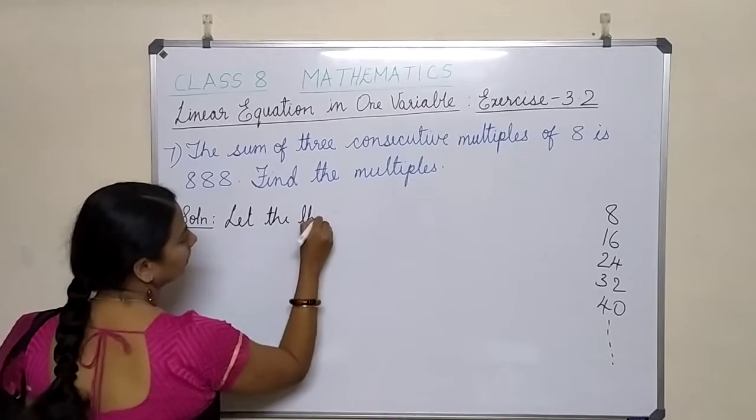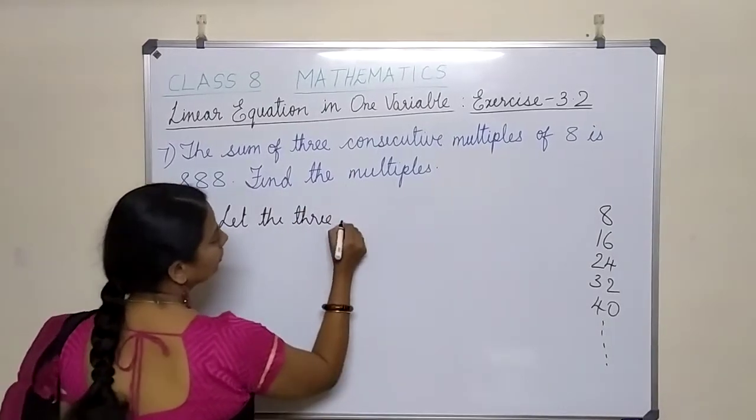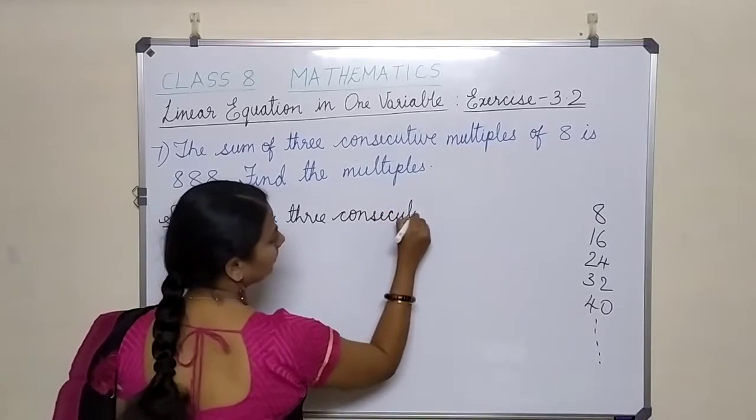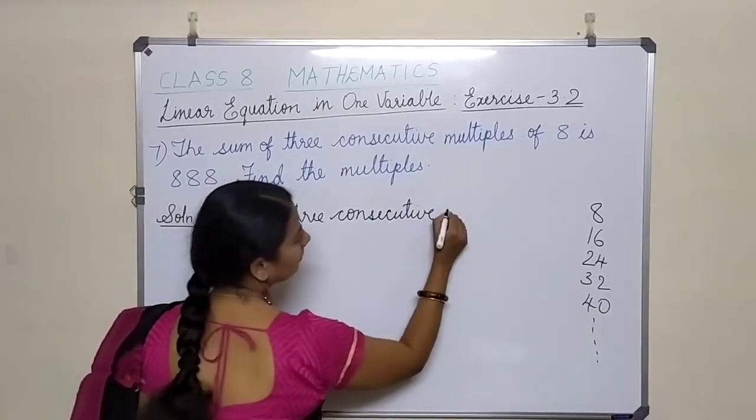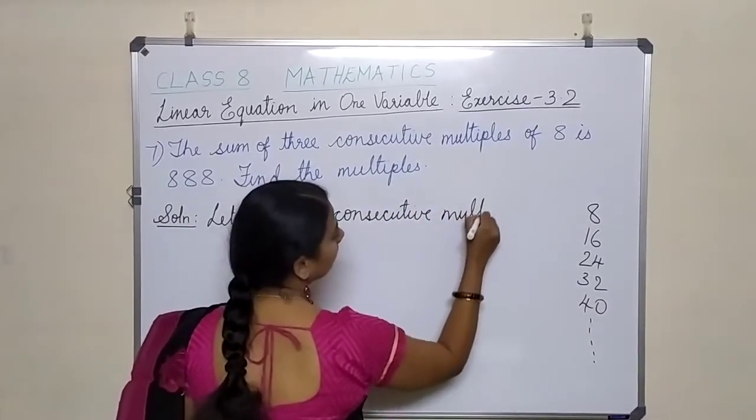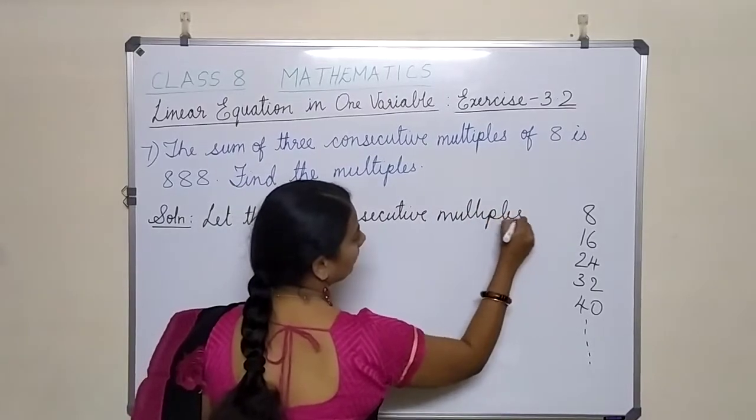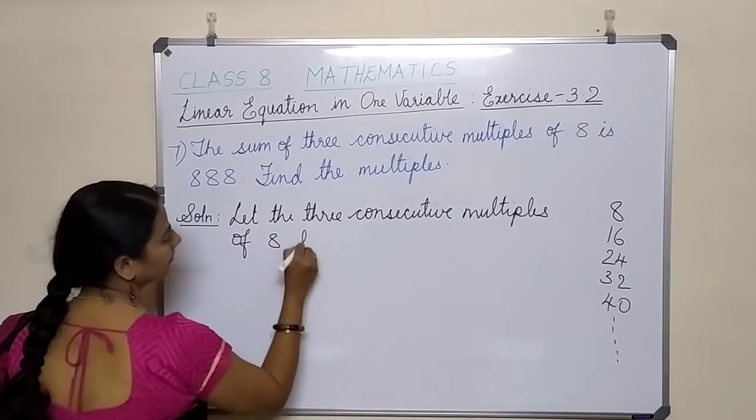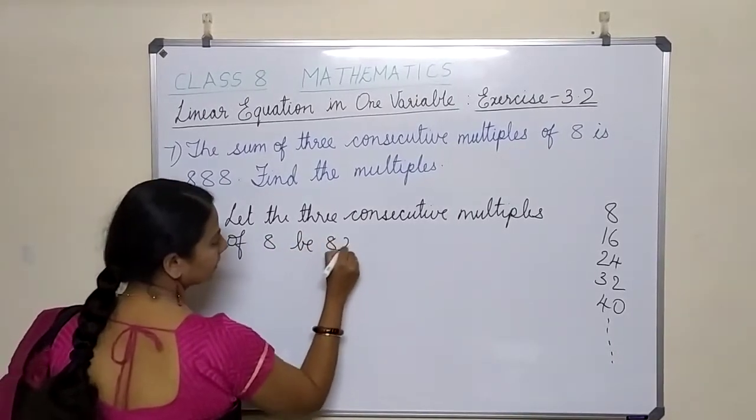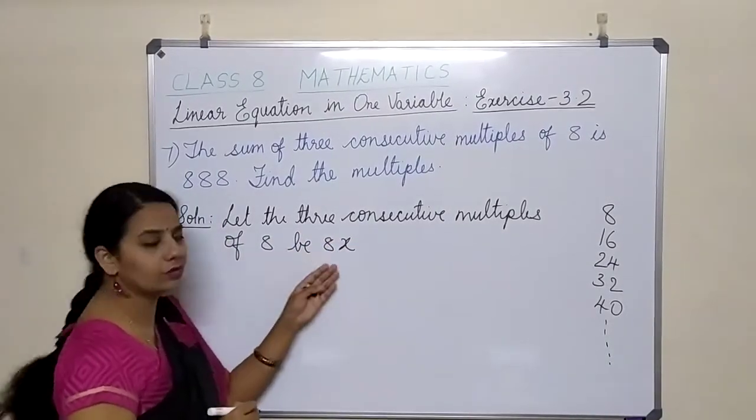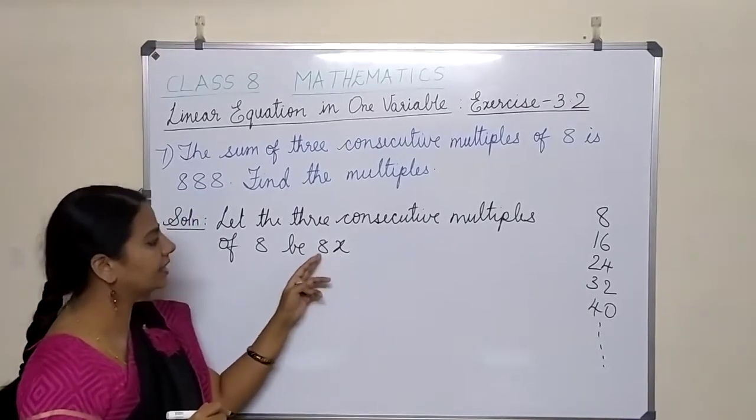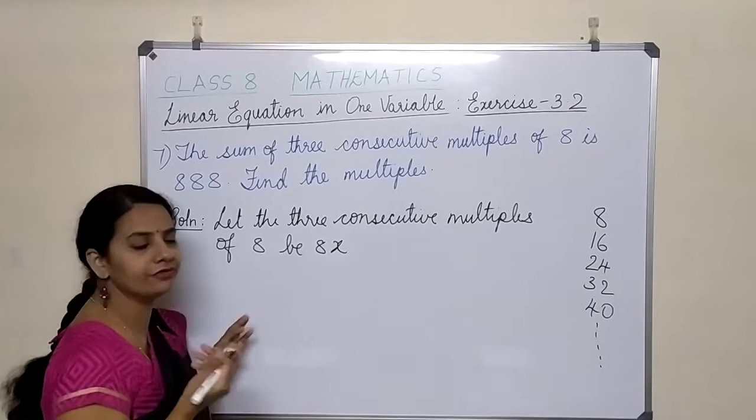Let the three consecutive multiples of 8 be 8x. Okay. Because we don't know which number that is, I'm taking this unknown number multiplied by 8 because it's a multiple of 8.